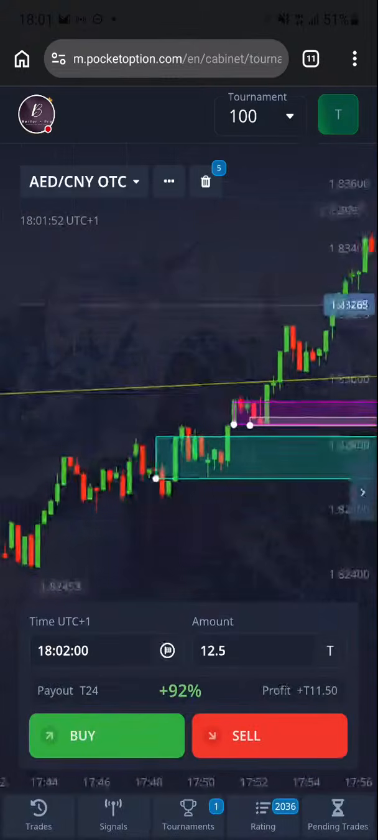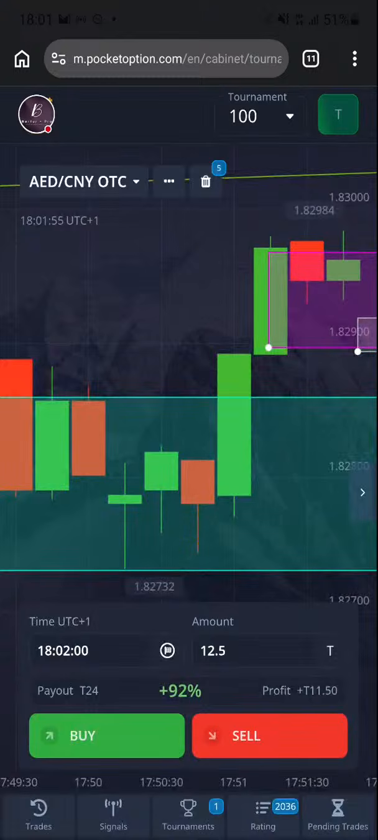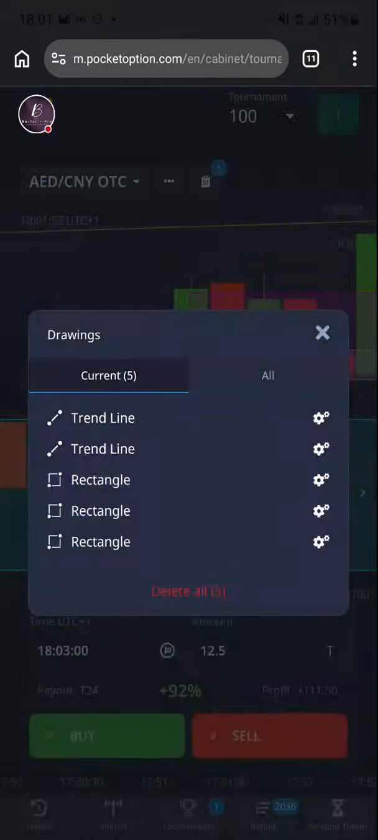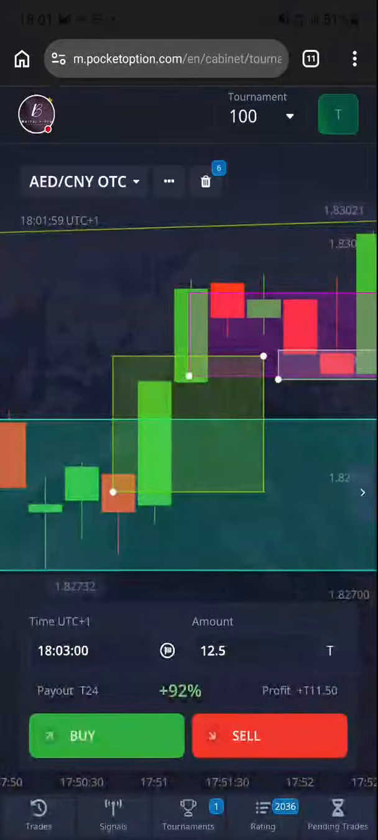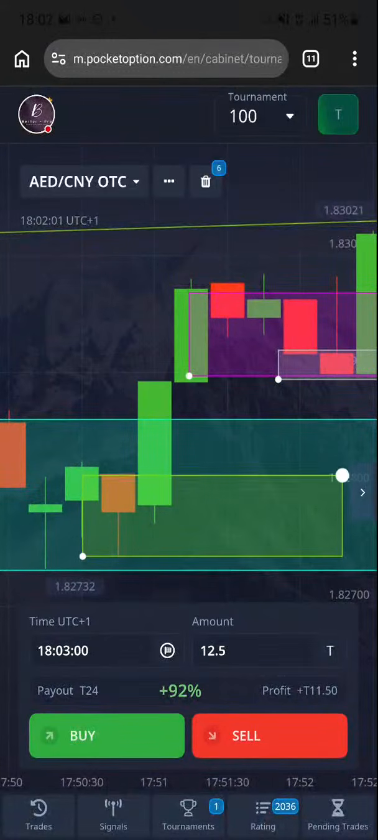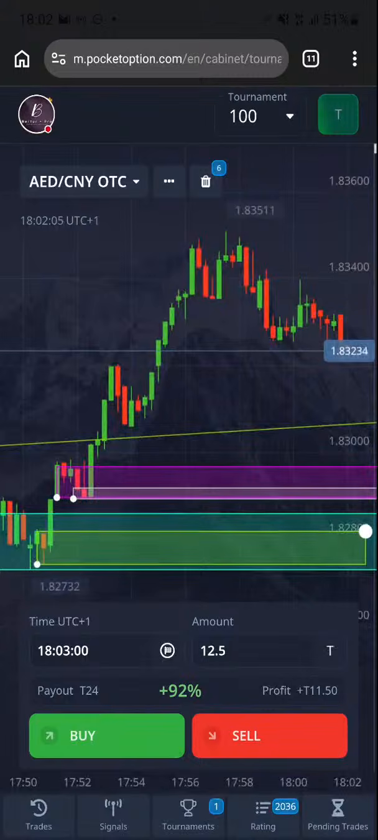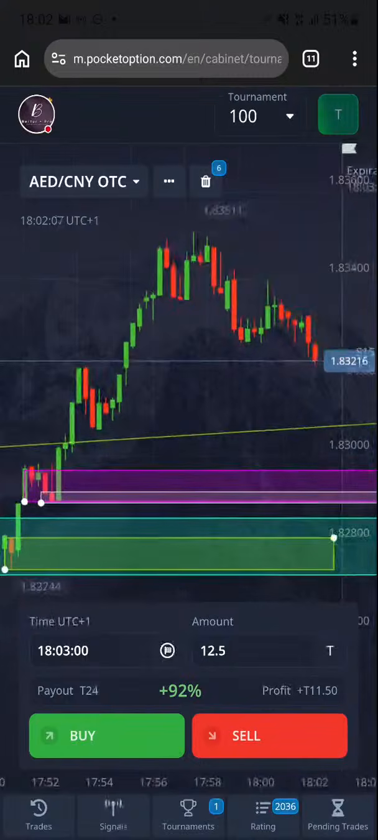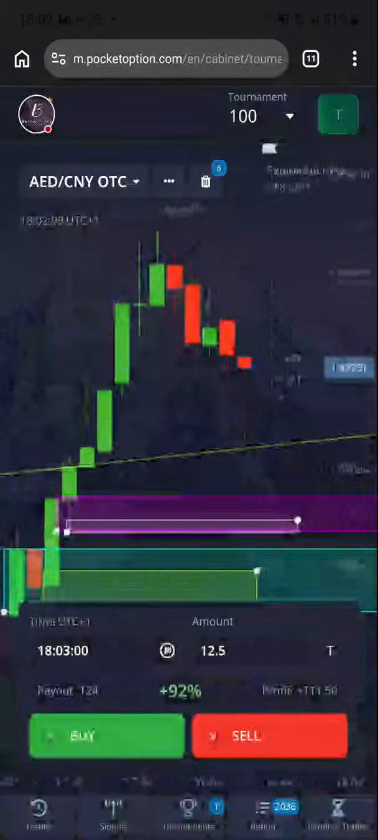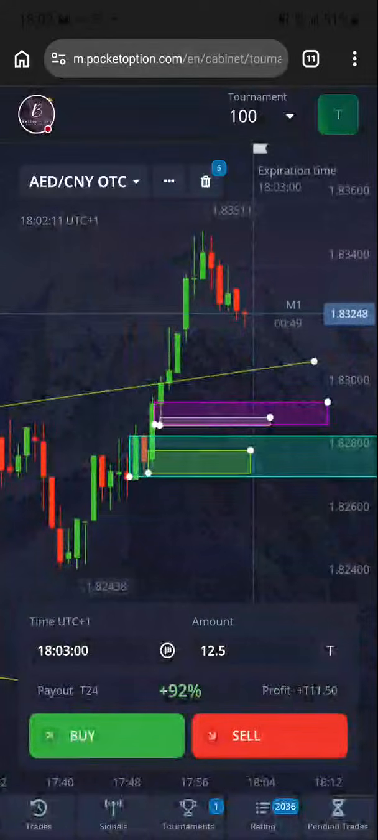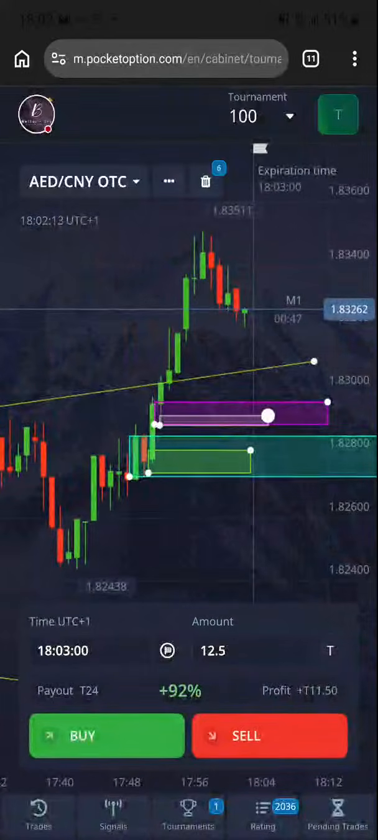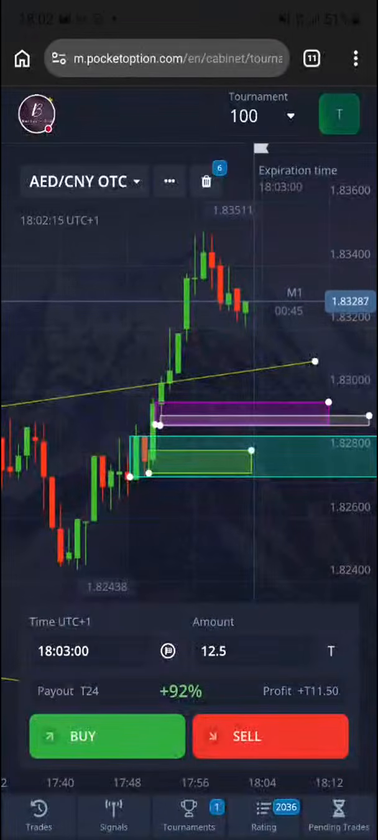This is the first entry. There's another entry inside here. Let's mark it quickly, because if price comes there, that's where we take our trades. This is where we take our trades.